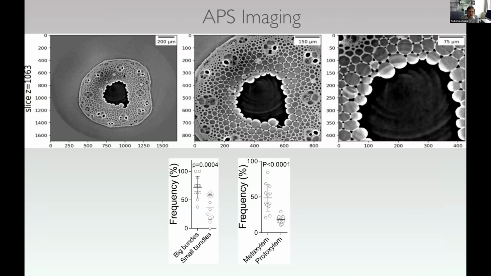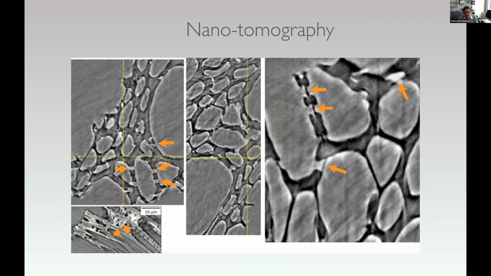And APS is beautiful for this because it shows the tissue morphology and tells us where cavitation takes place. We can also look at the frequency of cavitation events in small bundles, in large bundles, in different types of xylem cells. It shows us really useful information about the dynamics of the cavity formations and which cells are most susceptible to this process. We also use nanotomography to look at the pit morphology, and it works, right? We can see nice pit membrane and pit chamber using this technique.